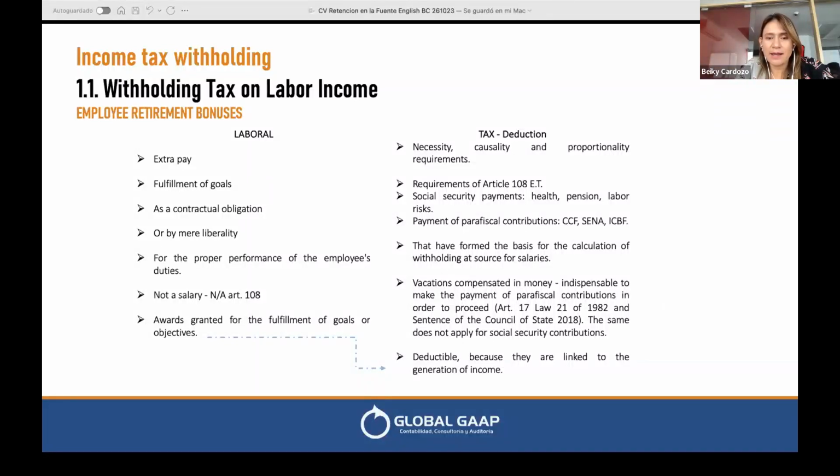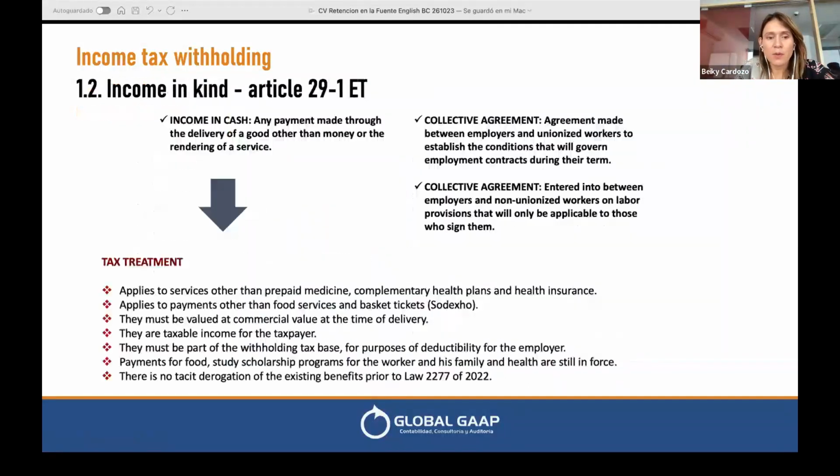This is again the bonuses that are part of these benefits that are related to goals. If they are a contractual obligation, or if you have signed an agreement in which they are not part of your salary, then they won't pay Social Security. That's what we want to point out here.